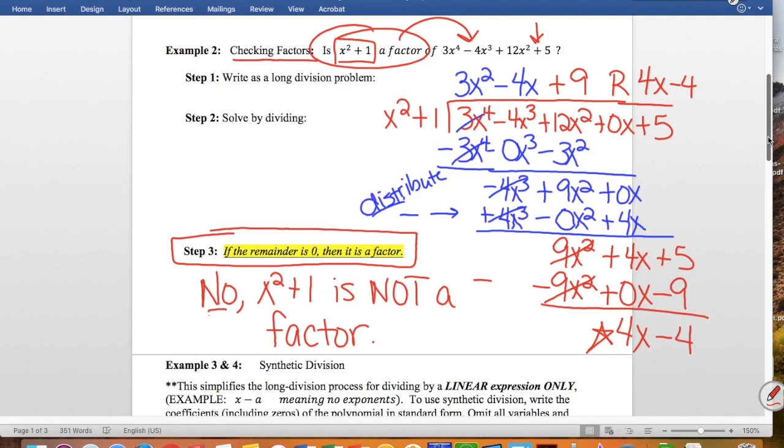Okay, so keep that in mind. Make sure you know what is being asked of you. If it's asking you to check factors, you can do long division, and if the remainder is 0, then it is a factor.